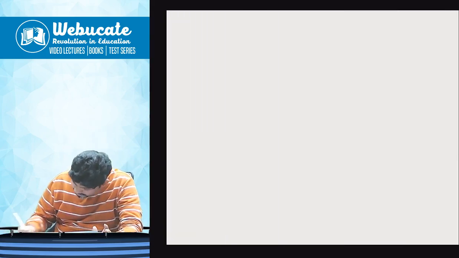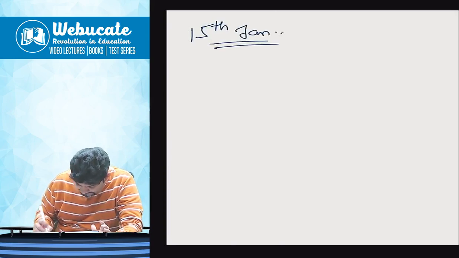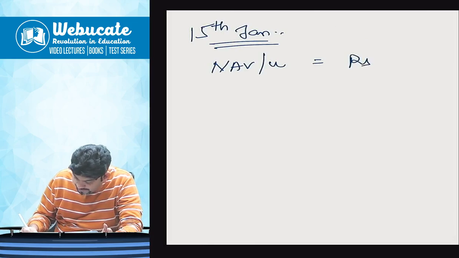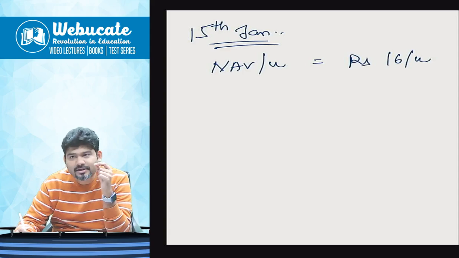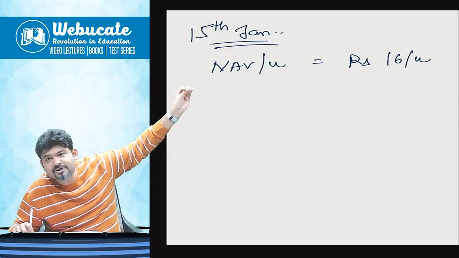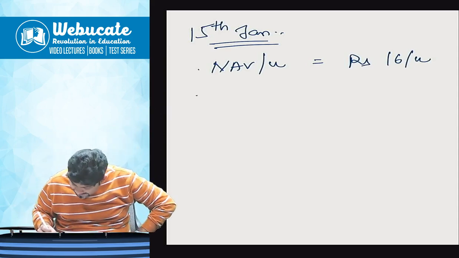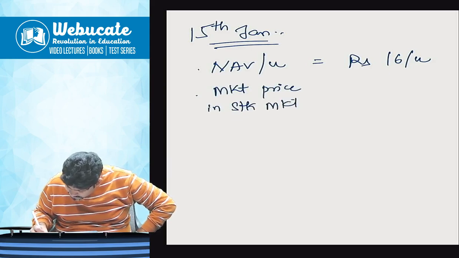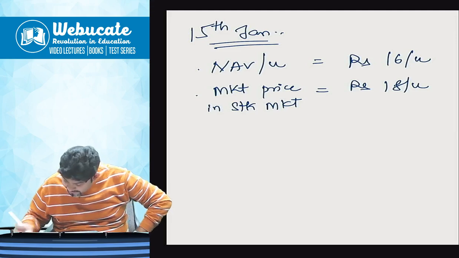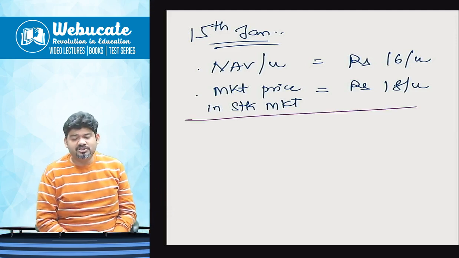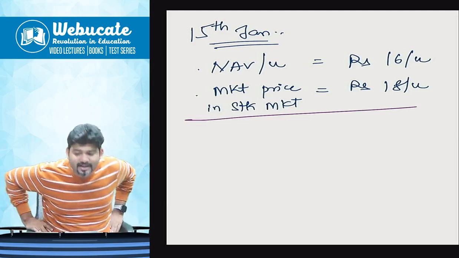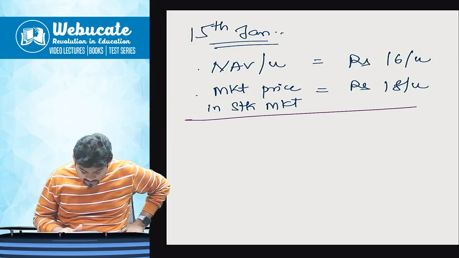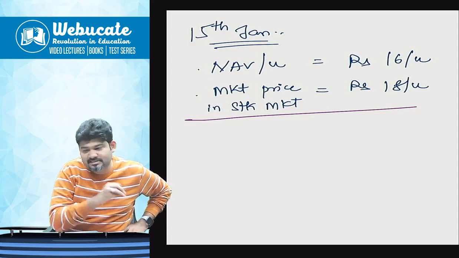Now, on 15th of Jan, the NAV per unit is rupees 16. See, even if it is a closed-ended fund, you still have to publish the NAV per unit to SEBI. That is a compulsion. So NAV per unit is 16, and the market price in the stock market is rupees 18 per unit. Tell me, if the NAV of this mutual fund is 16 per unit, but it is selling in the market at 18 per unit, what can be said about this mutual fund? Is it trading at a premium or at a discount?